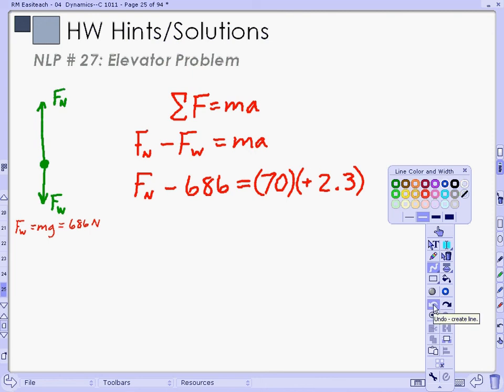So right now in my calculator, I'm going to do this here, and then I'm going to just add the 686 to isolate the force normal, and then I'm done. 70 times 2.3 plus 686, and the normal force that you get is 847 newtons.